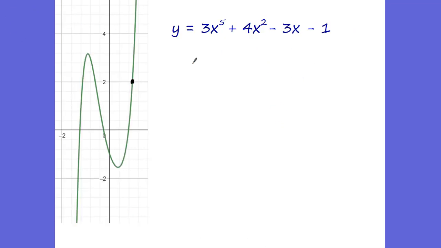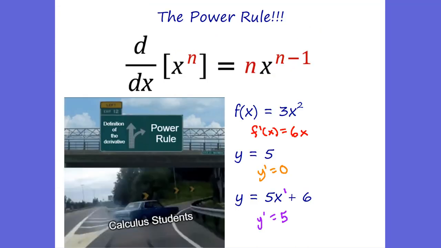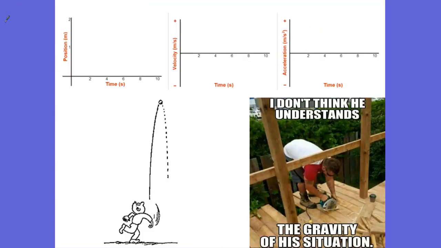Okay, how do we find the derivative of this? We're going to take our power rule. 5 times 3 is 15. X goes down to the fourth power, plus 2 times 4 is 8. X goes down to the first power. This 3x becomes 3. Any constant is 0. And so there's your derivative. And so that is able to find the instantaneous rate of change at any single point.